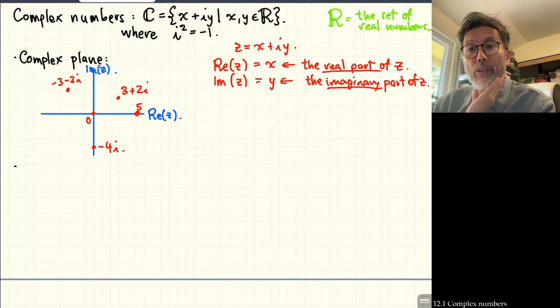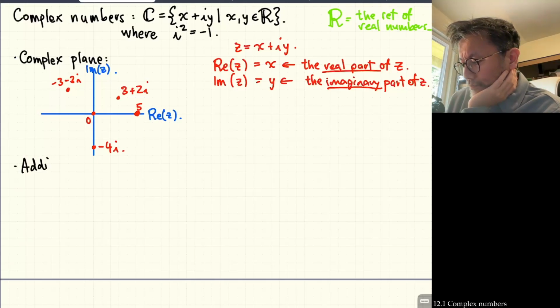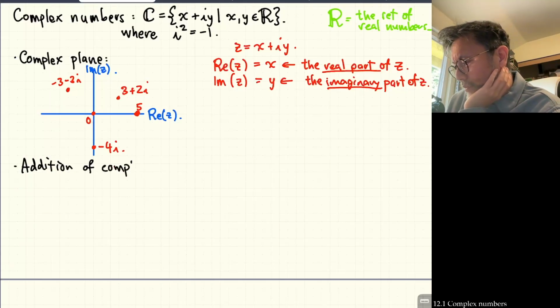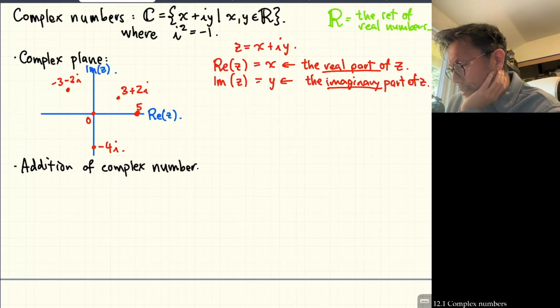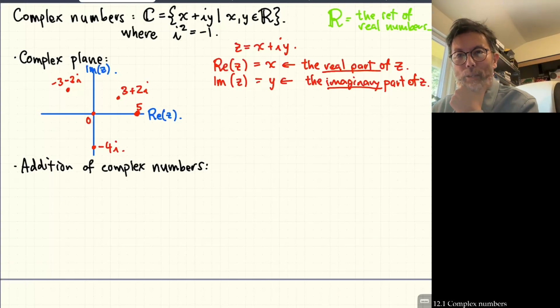How do we do addition? Complex addition, or addition of complex numbers. This is very simple. I think, very sensible. You just add the real parts together and you add the imaginary parts together.